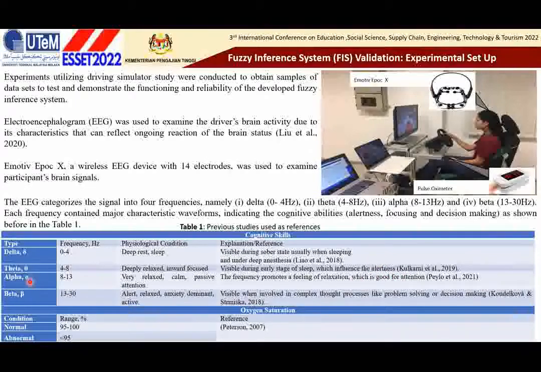And next is alpha, which is very relaxed, calm, and passive, which is good for attention. And beta, which is from 13 to 30 Hz, indicates problem solving or decision making. And for the oxygen saturation, the normal is 95 to 100%, and the abnormal is below 95.